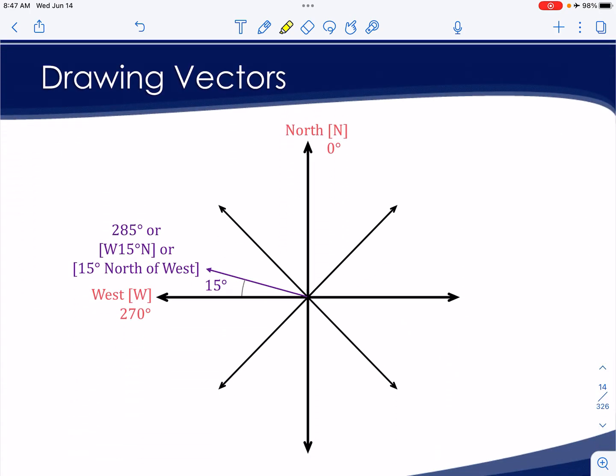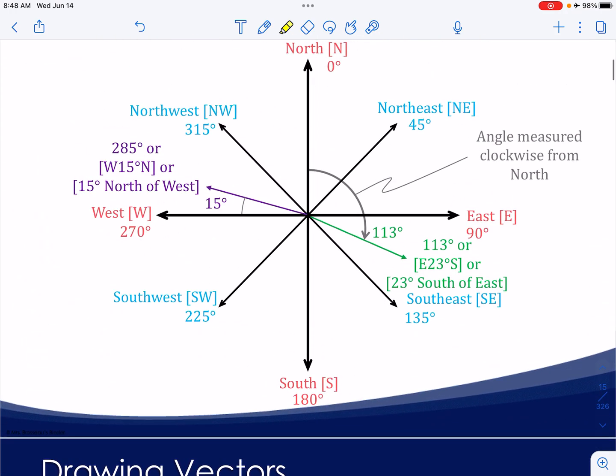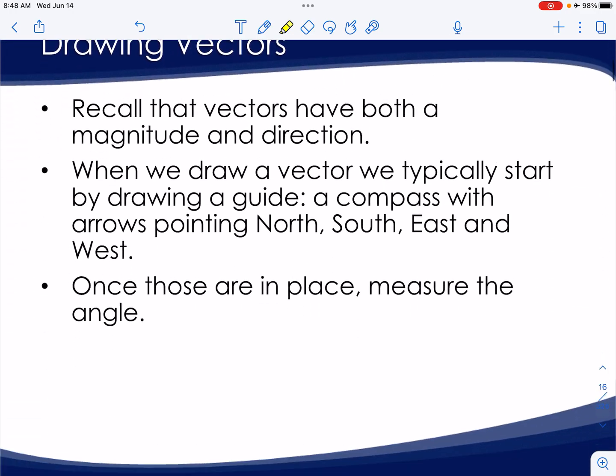Here's another example. If we went all the way like this, all the way up to here, that would be 270 plus 15, or 285 degrees. Or we could say it's 15 degrees north of west, or we could say west 15 degrees north. Any of those would work. Here's a few more examples. You can pause the video and look at them. These are just the same examples, given on a full compass.